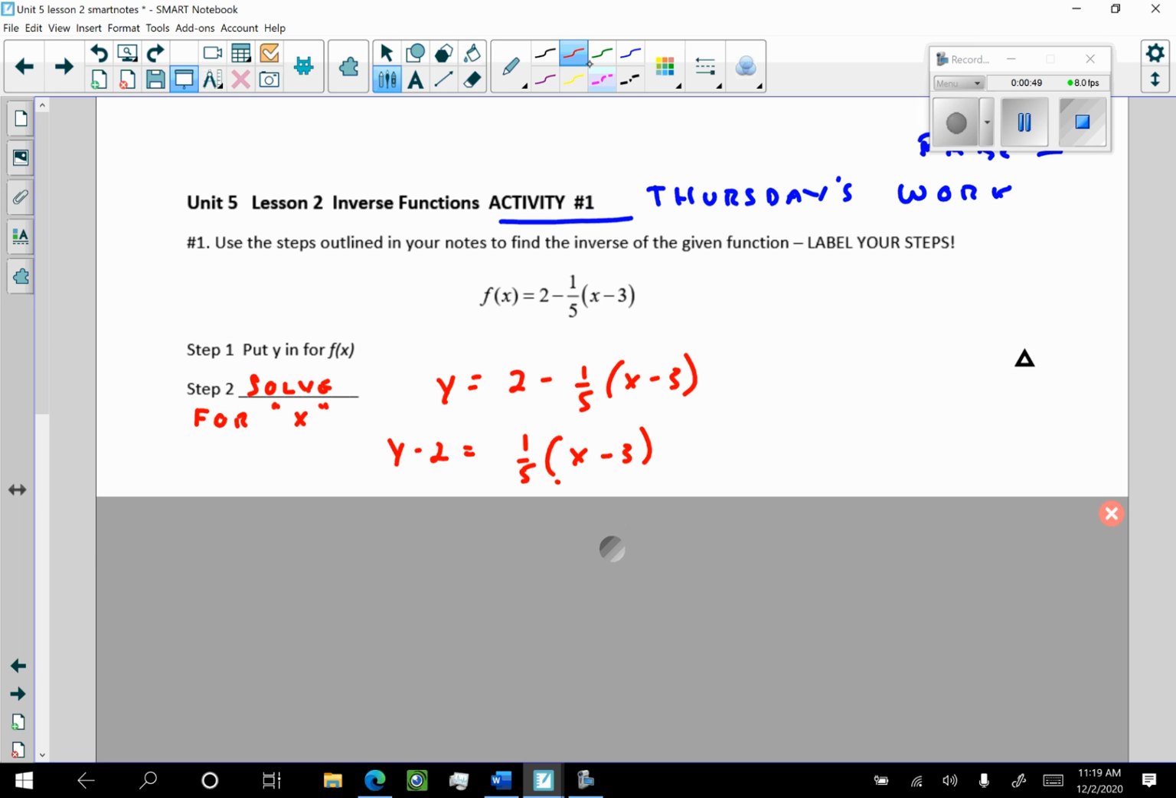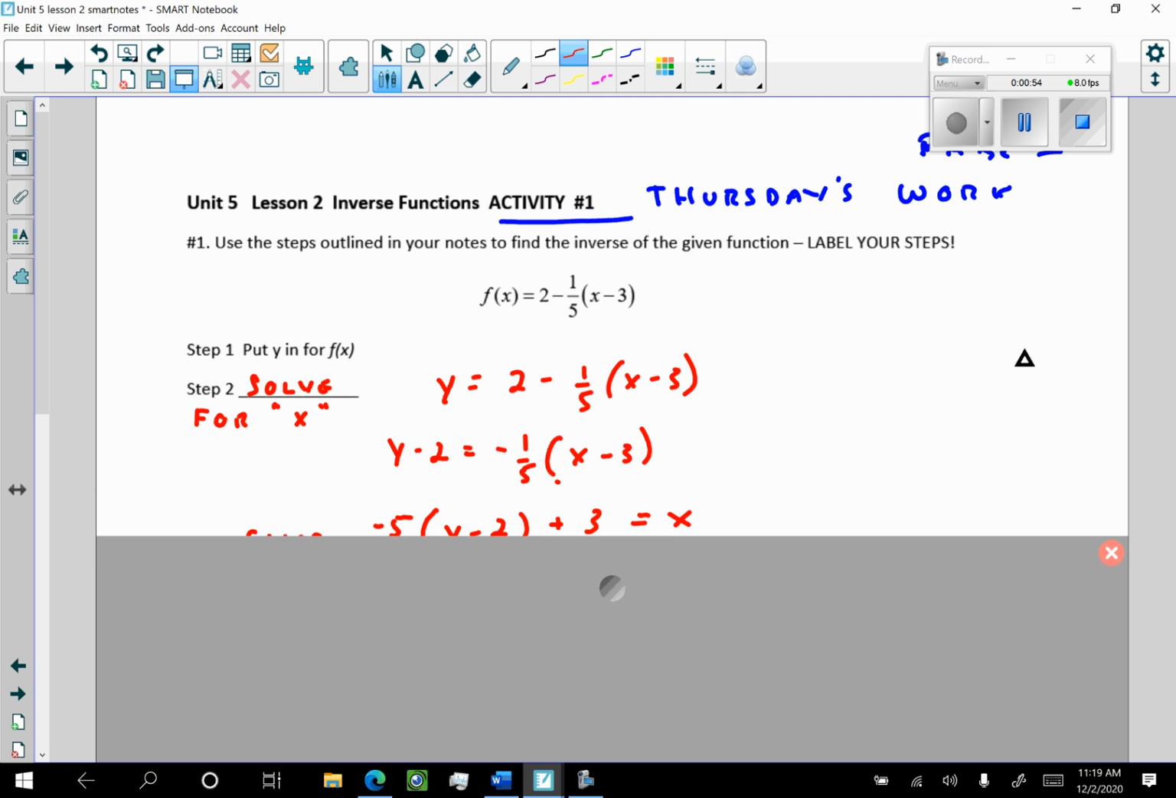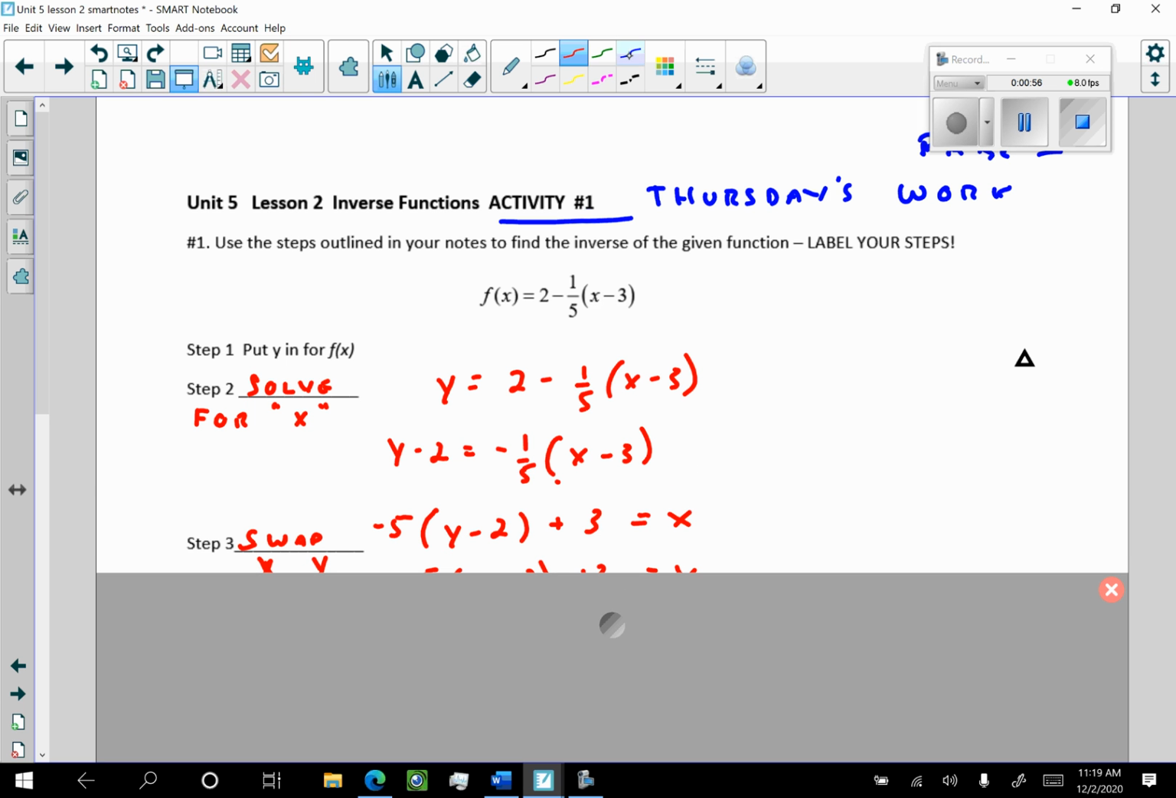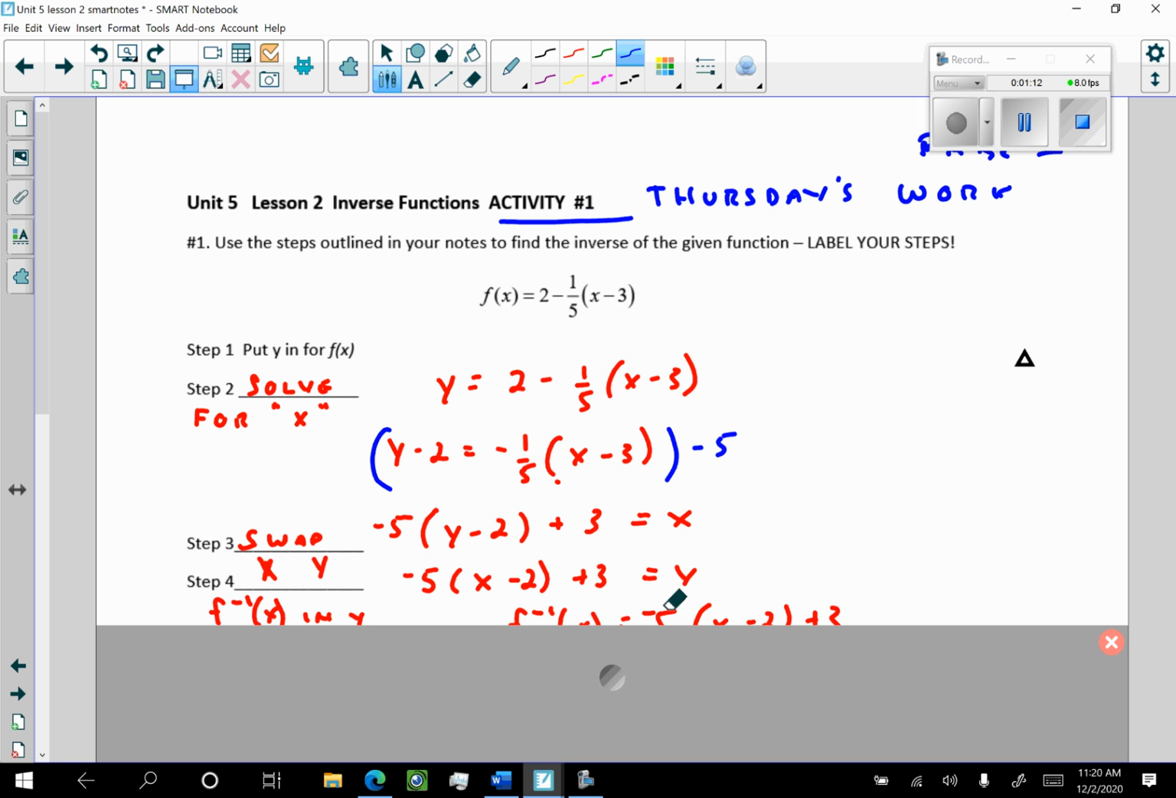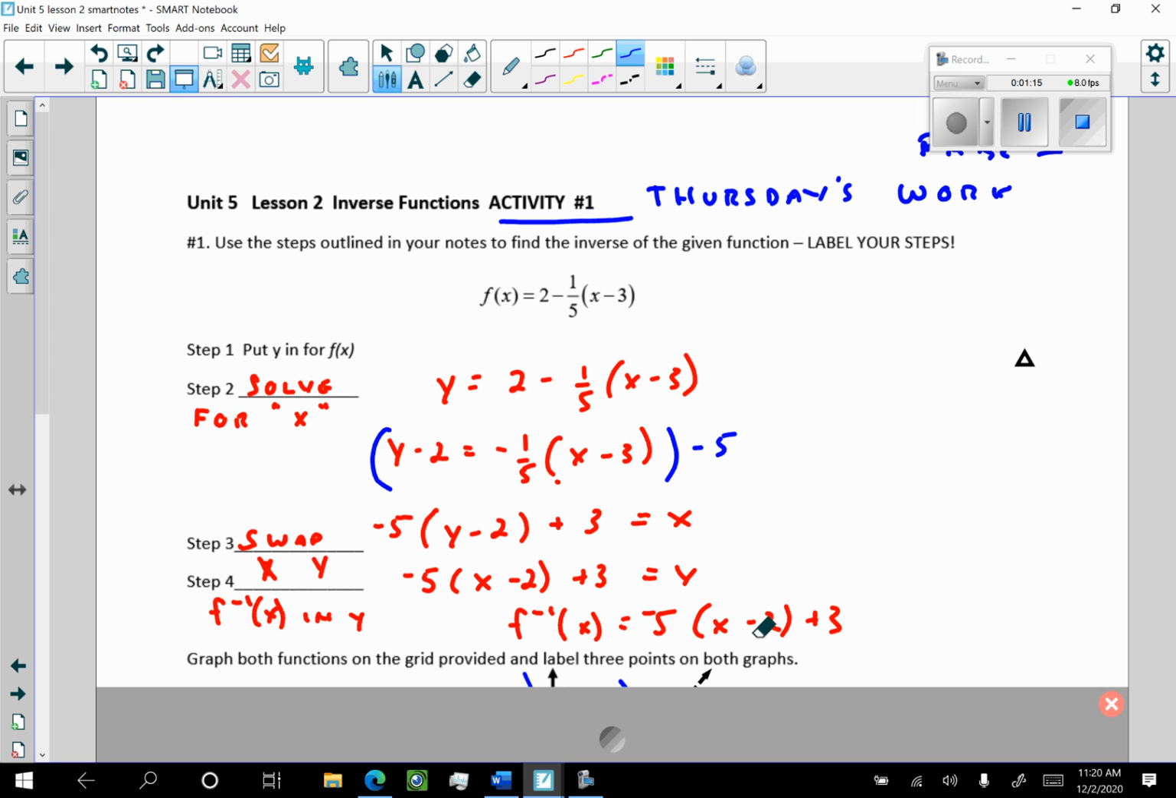Got down here, this little typo right here, this negative 1/5, subtract 2. Now I'm going to multiply both sides by -5. That gives me -5. And then I added 3 to this as well. I did 2 steps in one here. And so then I swapped the x's and y's, put the inverse into that, and so I got this. So you're going to be able to do that.